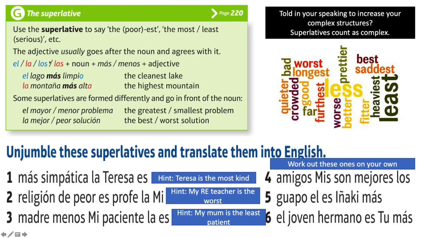Now, superlative is when you say someone is the most, or the least. For example, my dad is the tallest one in the family. Or my brother is the most intelligent person in his class. Or my brother is the least hardworking person in his work. Something like that. So how does it work?